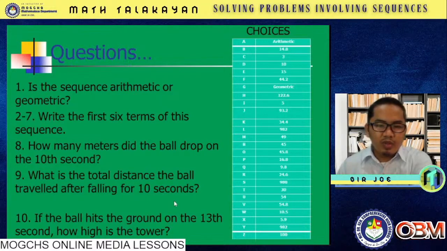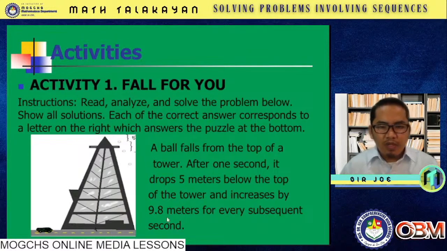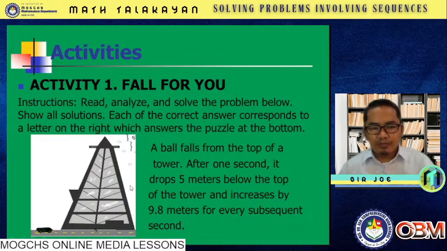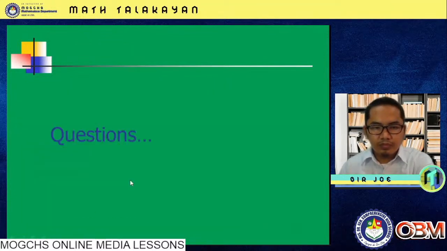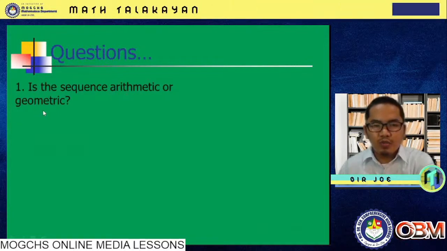So we're going to go back with our problem. Our given here is that after 1 second, the ball drops 5 meters below and increases by 9.8 meters for every subsequent second. So is it arithmetic or geometric?